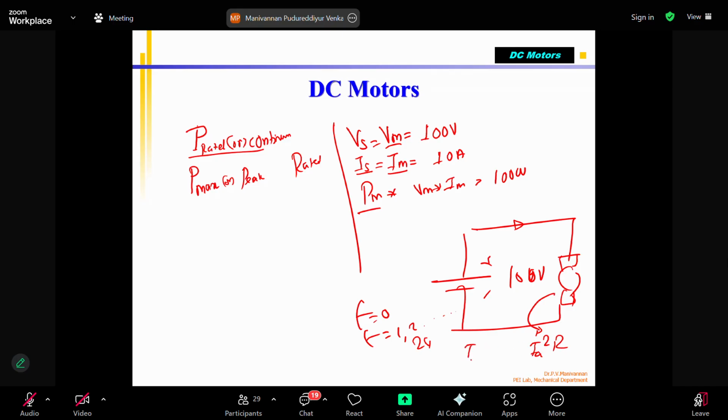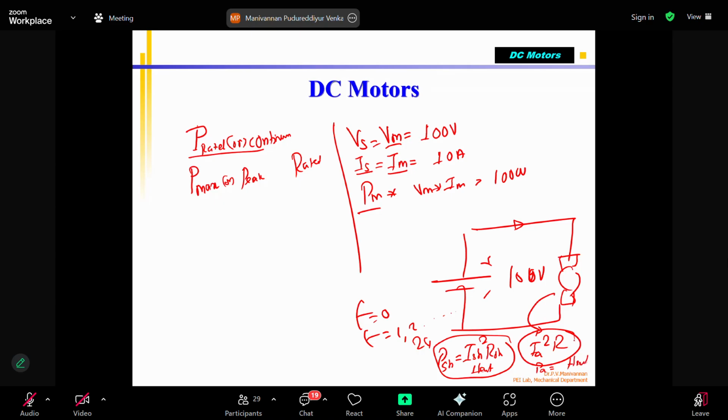Of course, there's a current flowing in the shunt coil also. Is squared Rs is the power wasted in the shunt coil as heat. Field coil, shunt coil. And this is the power in the armature, Pm equal to this, which is also again heat.